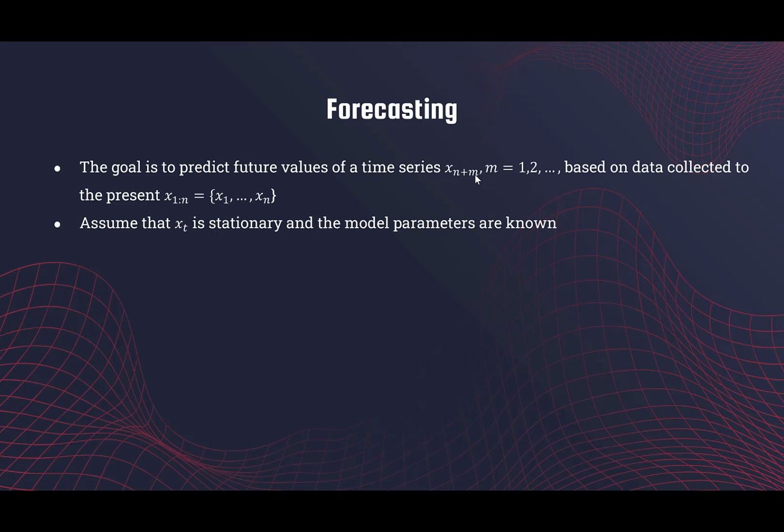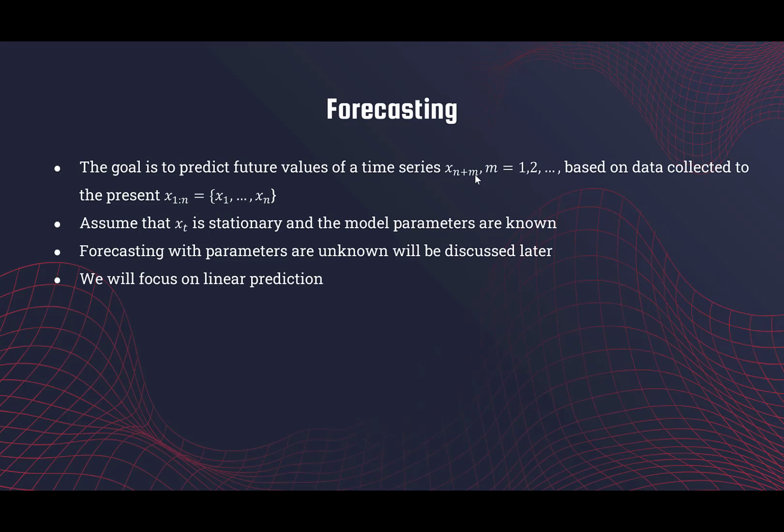We are again going to assume that our time series is stationary and the model parameters are known. So what do we mean by that? In an AR(1) model, we have phi, that is our model parameter. In an MA(1) model, theta would be the model parameter. So we are assuming that these parameters are known, and our only goal is going to be to focus on the time series at a future time point. Forecasting when the parameters are unknown will be covered a little bit later on in the course.